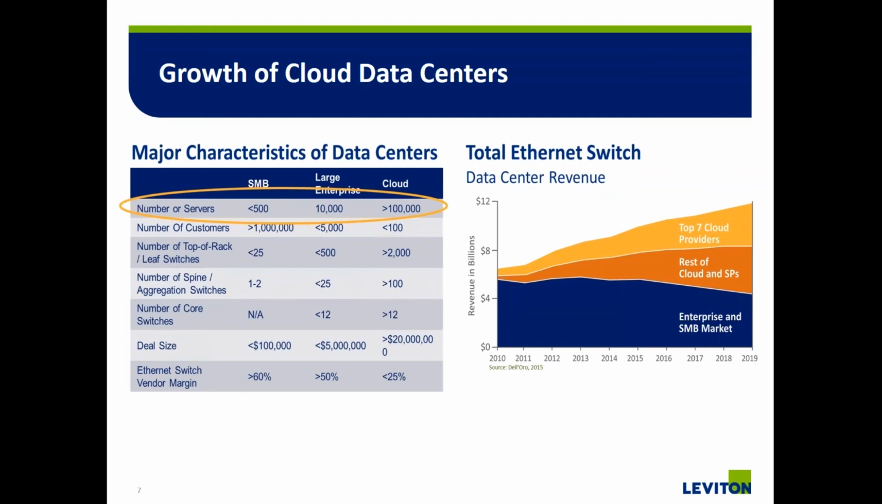The takeaway here is that there are over 1 million customers for the enterprise, where there are less than 100 total customers identified as cloud. The top 7 cloud providers are your giants such as Amazon Web Services, Microsoft, Google, IBM, etc. The graph on the right shows how cloud data centers will be continuing to grow in the next few years, as enterprise data centers will slowly decline due to consolidation and or moving to the cloud.